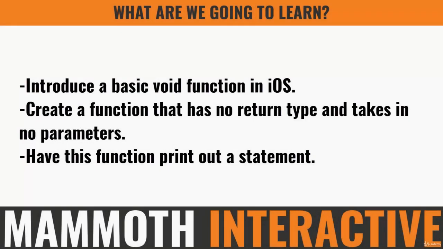In the first part of our tutorial here, we're just going to introduce a basic void function in iOS. So this is going to be a function that has no return type and no parameters. And that's exactly what we're going to do. We're just going to create this simple function, and all it's going to do is print out a little statement, and then we're going to call it in the main function that is actually where we make our function calls and variable assignments. So again, this is just going to be taking a look at a very basic function.